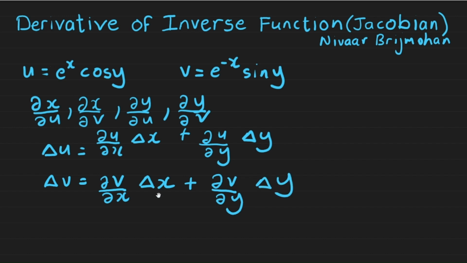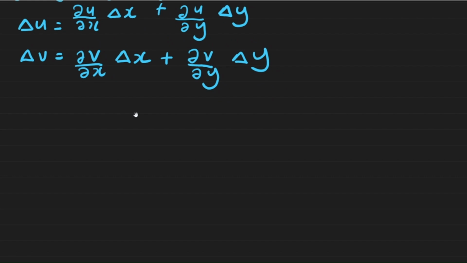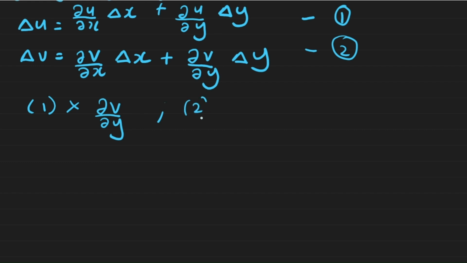So we're now going to be performing some mathematical manipulations here. The first thing that we're going to be doing, well, before that, let's call this equation 1 and this equation 2. So what we're going to do is take equation 1 and multiply it by ∂v/∂y, and we're going to take equation 2 and multiply it by ∂u/∂y. So let's do that. Equation 1, we're going to multiply this by ∂v/∂y, and equation 2, we're going to multiply this by ∂u/∂y.